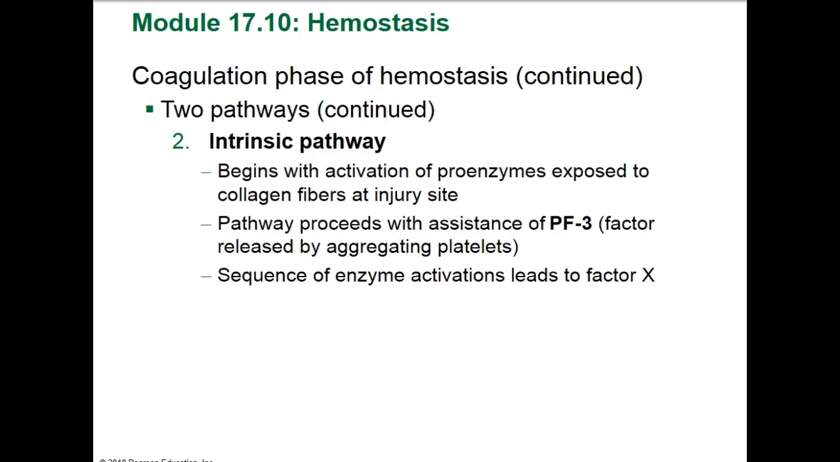The intrinsic pathway begins with activation of proenzymes exposed to the collagen fibers at the injury site. And then the pathway continues with PF3. This factor is released by the aggregating platelets. And then the sequence of enzyme activations leads to factor 10.